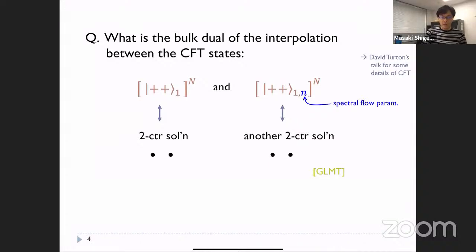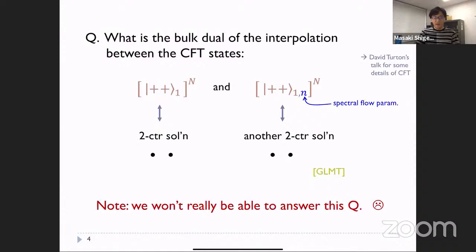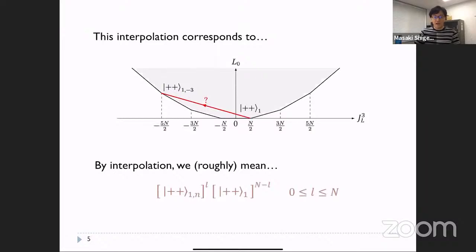Oh, and I forgot to say, but this solution and this solution are both smooth in the string theory sense, and they are microstate geometries. And this latter one was studied by, okay, this is an example of the GLMT solutions: Giusto, Lunin, Mathur, and Turton. So the goal is to interpolate between these. And note that one note is that we won't really be able to answer this question in this talk, unfortunately.